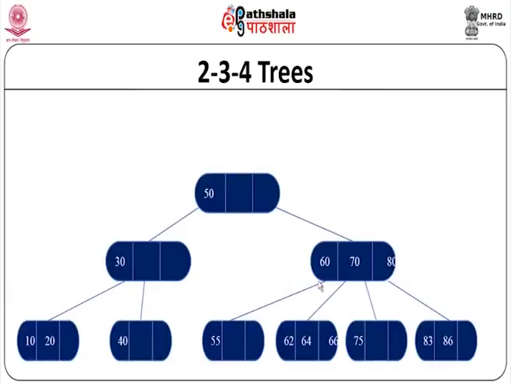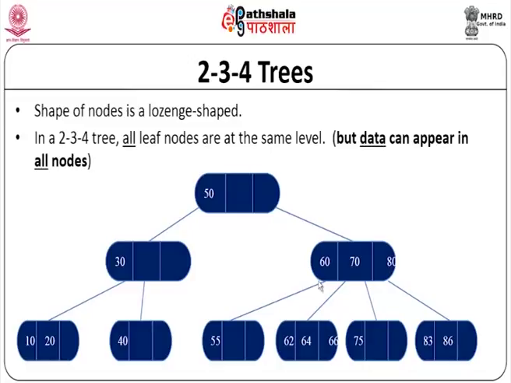Now, this is an example of a 2, 3, 4 tree. In a 2, 3, 4 tree, just like in 2, 3 trees, data can appear in all the nodes, but all the leaf nodes will be at the same level. If you look, the root node has 2 children, the left subtree of the root node has 2 children, the right subtree of the root node has the maximum 4 children, and so on.